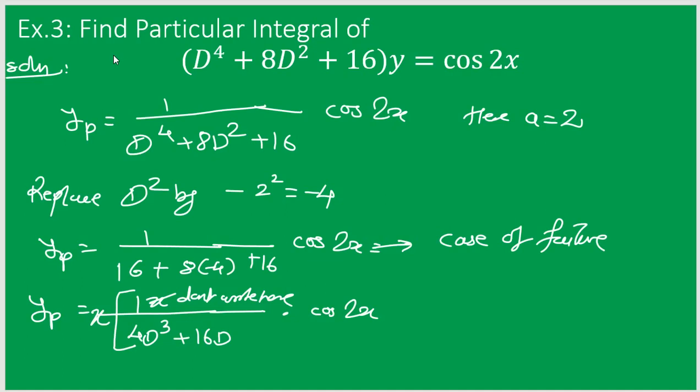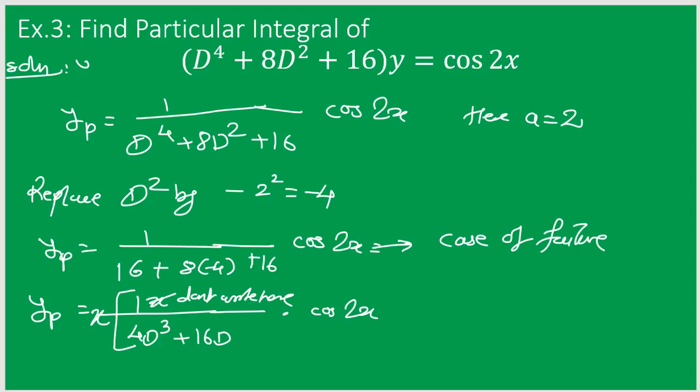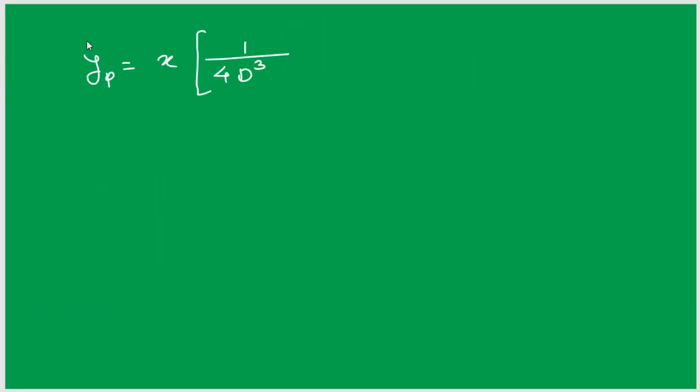So yp is equal to x times 1 upon 4D³ + 16D operates on cos 2x.